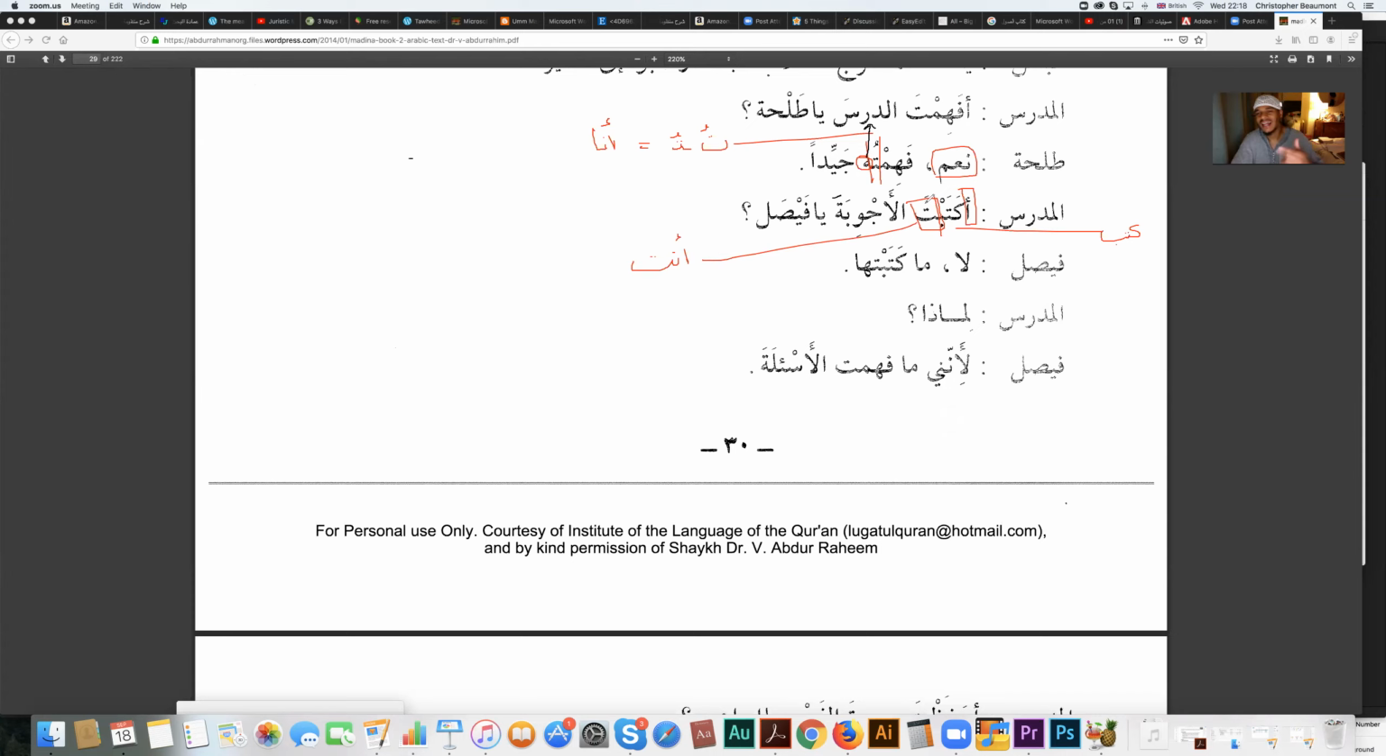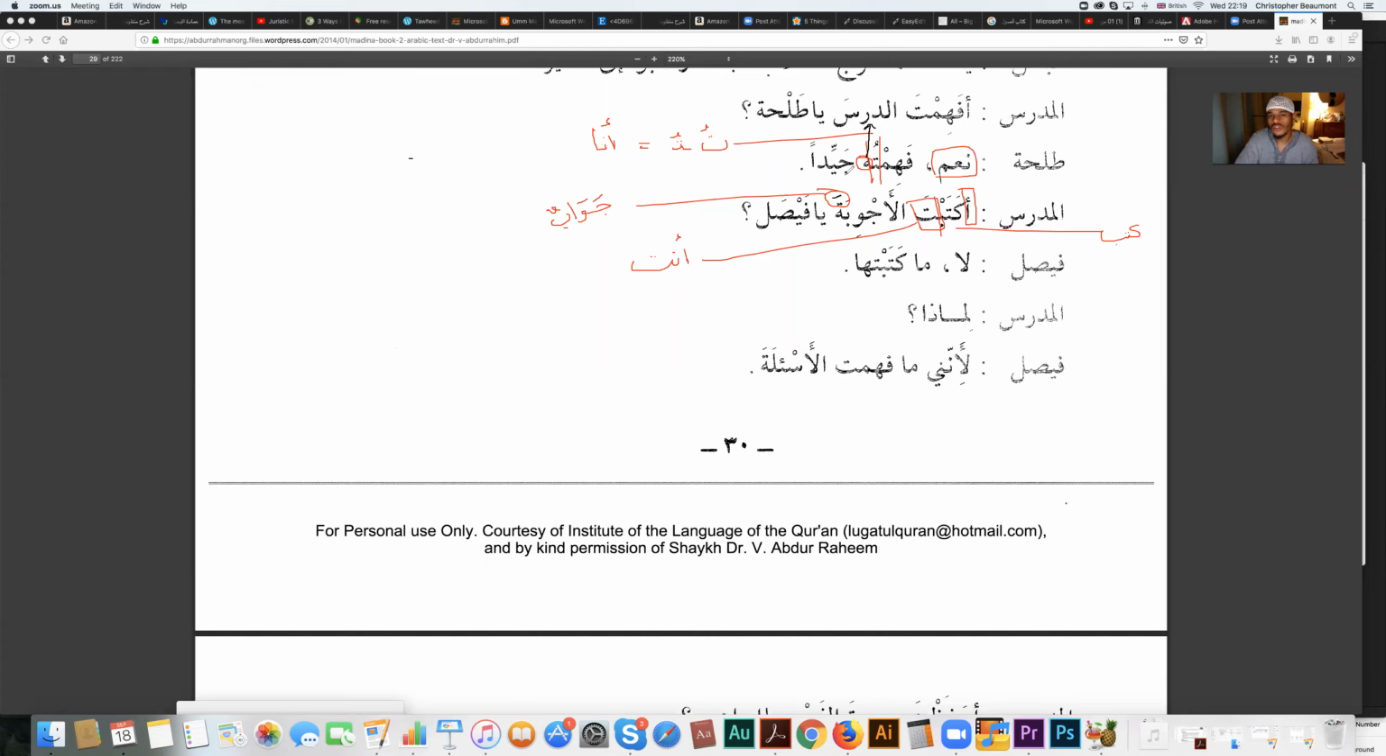أكتبت يعني هل أنت كتبت? Did you write? What are we speaking about? We're speaking about al-ajwiba. Al-ajwiba is the plural of jawab. Jawabun, an answer. Al-ajwiba, answers. All right. The reason why it ends in a fatha is because it's the object of the sentence.